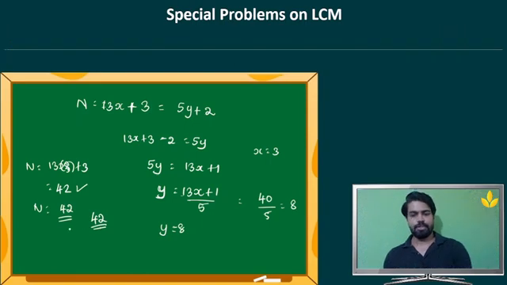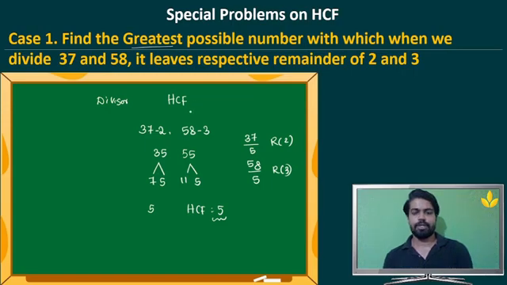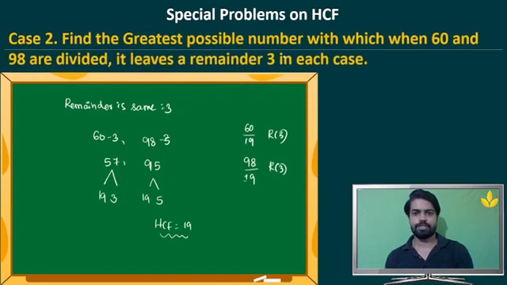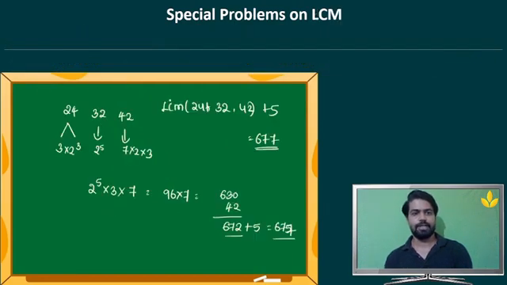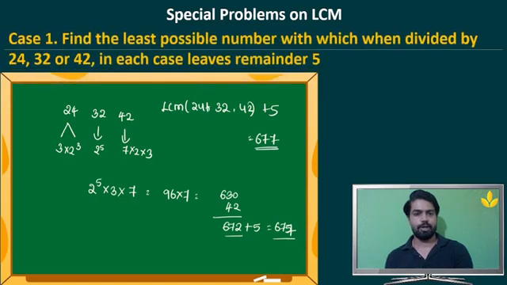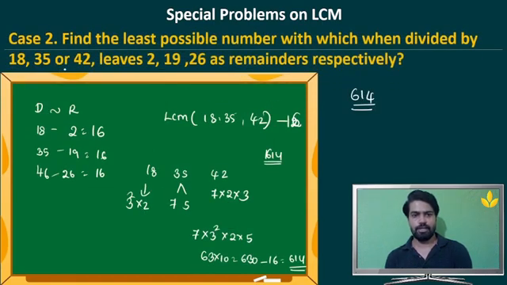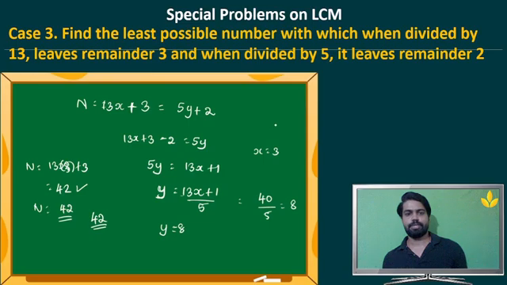So look at all the cases. In the first case of HCF, we are talking about numbers where two different remainders are given. In the second case, the remainder was the same and was given. In the third case, the remainder was the same but was not given, so we found the method. Similarly, in the case of LCM, when there is a common remainder in each case, we found the LCM and added 5. In the second case, there was a common relationship between the divisor and the remainder, so we applied the same for the LCM. In the last case, we have to do trial and error. The best way is to use the equation and get the answer.